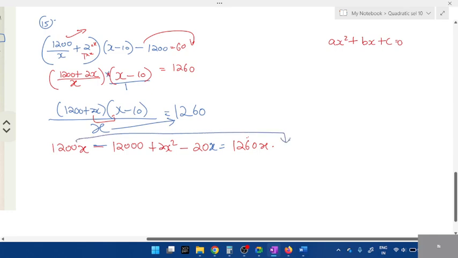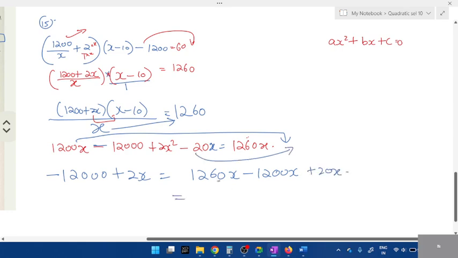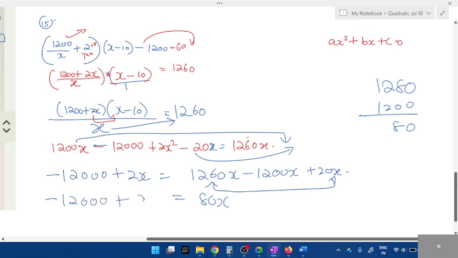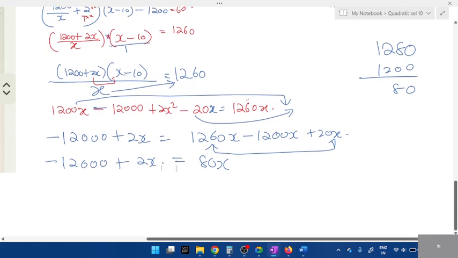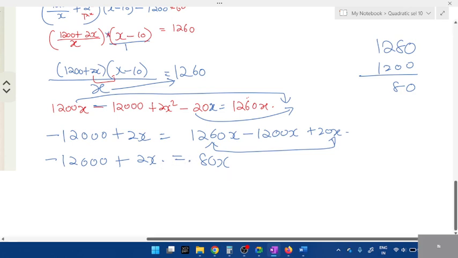So take the smaller one to the other side. So this side you'll have only 12,000 plus 2x. So you get 1,260x minus 1,200x minus 20 goes to the other side plus 20. So 1,260 and plus 20. You get 1,280 minus 1,200. You get 80, students. You get 80x. And here 12,000 plus 2x. Is this clear? The next two steps when you arrange them. Next.